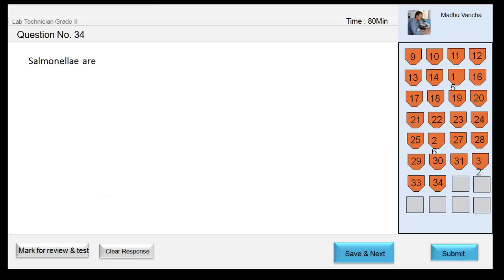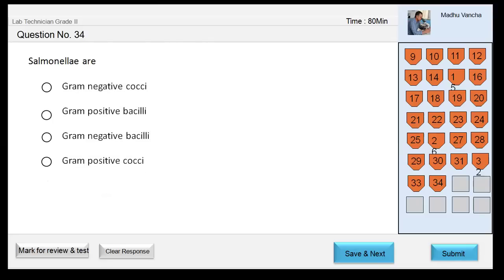Next question, Salmonella are option A, gram-negative cocci. Option B, gram-positive bacilli. Option C, gram-negative bacilli. Option D, gram-positive cocci. Here the right answer is option C. Salmonella are gram-negative bacilli.